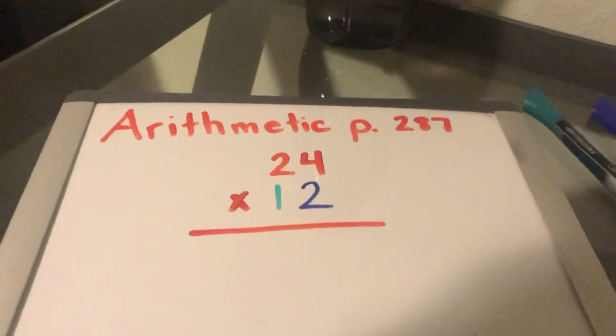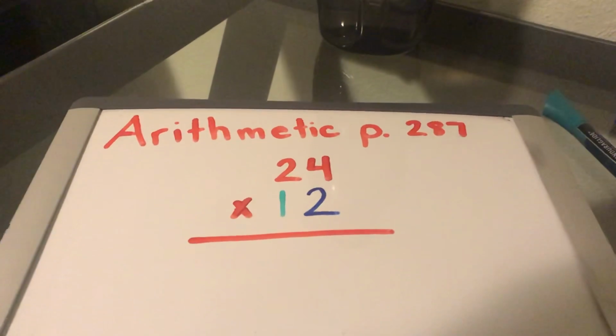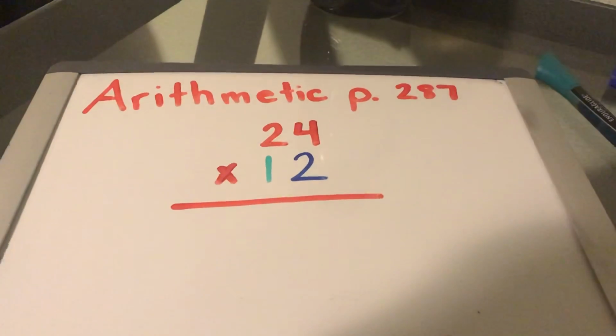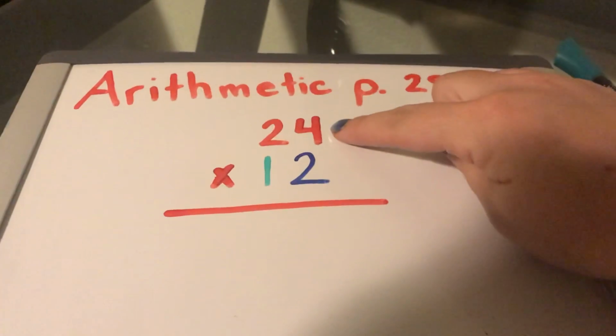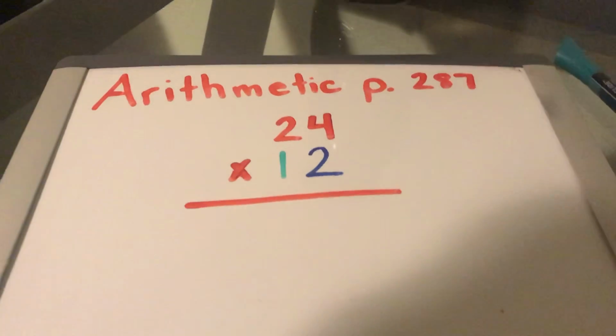Okay, so we have our next new topic in arithmetic, and that is multiplying with two-digit factors. You know how to multiply with a 2-digit and a 1-digit, but today we're going to multiply a 2-digit number by a 2-digit number, and there's a couple extra steps.